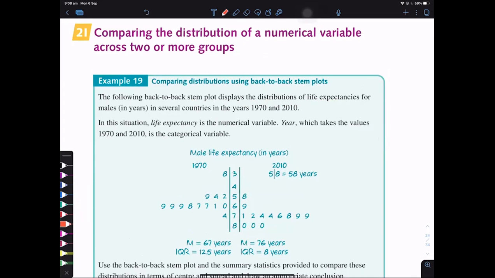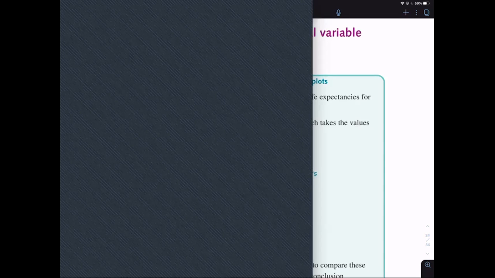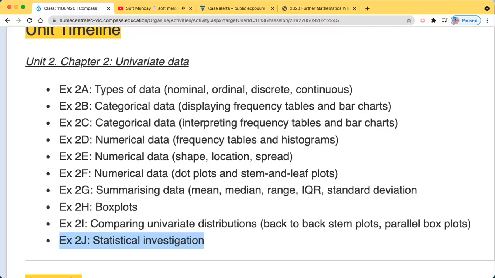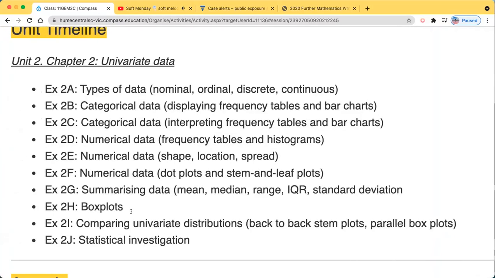We've got a couple of questions popping up in the chat about the SAC or the hurdle task for univariate data. If we have a look at our unit timeline here, we're on 2I already, right? So we're very close. Can't see, there's the border thing that blocks it. There it is. We're already on 2I today.